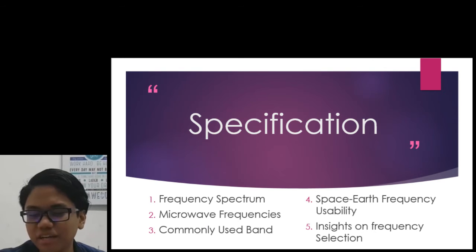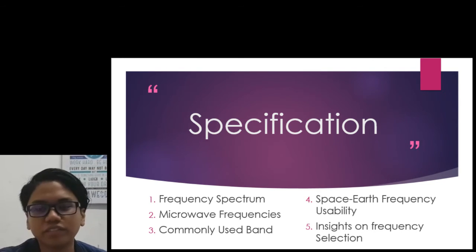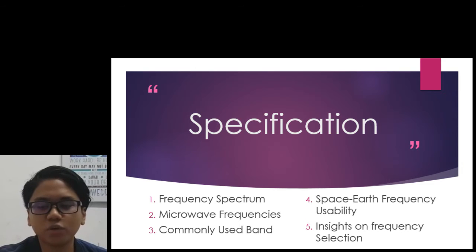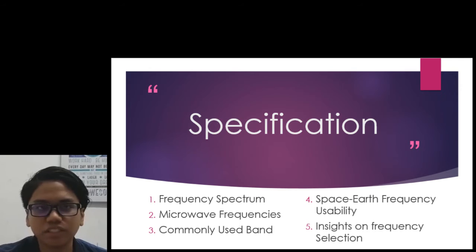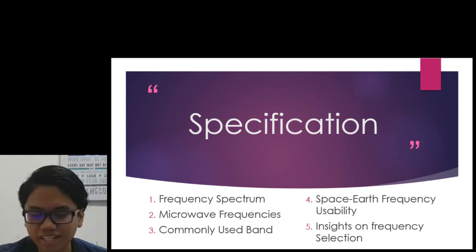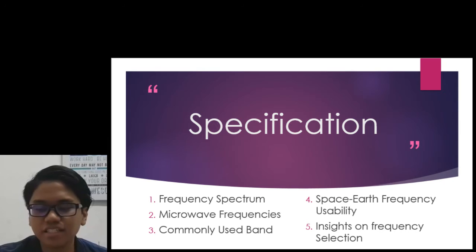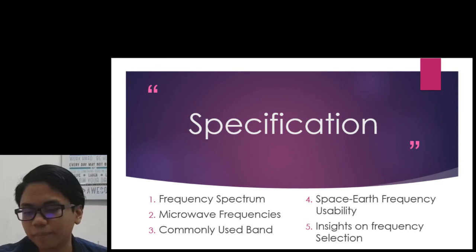The next one is I will explain about the specification of the satellite system. It consists of the frequency spectrum and also the microwave frequencies, also commonly used bands, space and Earth frequencies usability, and lastly the insights on frequency selection.